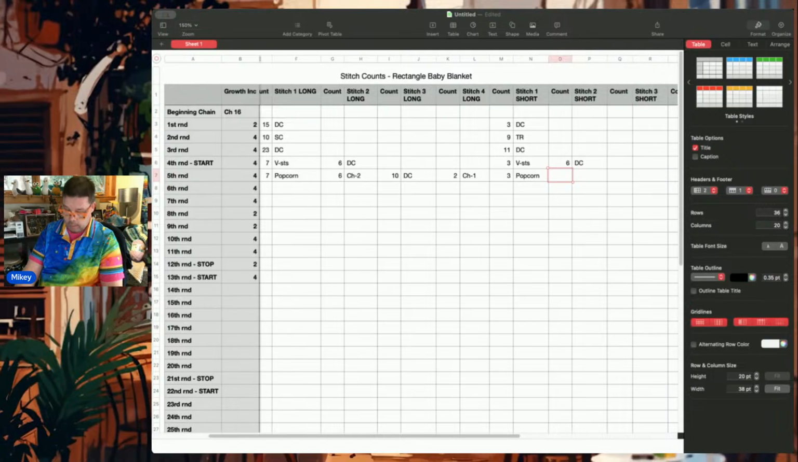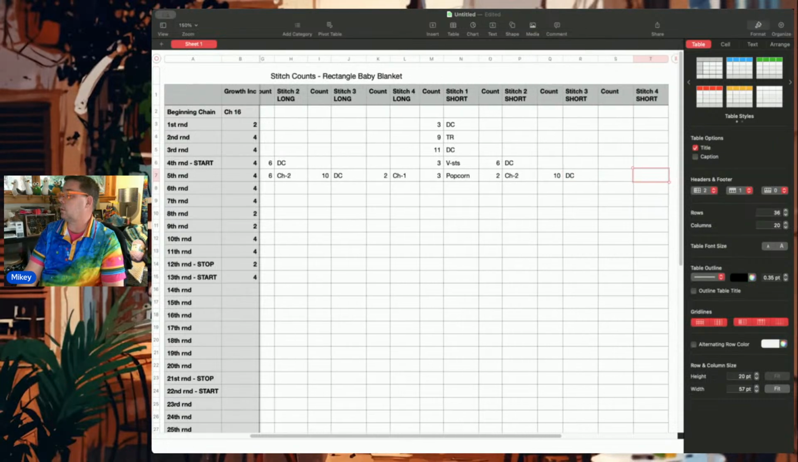And on the short side, we have popcorn. We have 2 chain 2. How many double crochet? I think there should be 10 if it's balanced. There's 10. And then we have 2 chain 1.